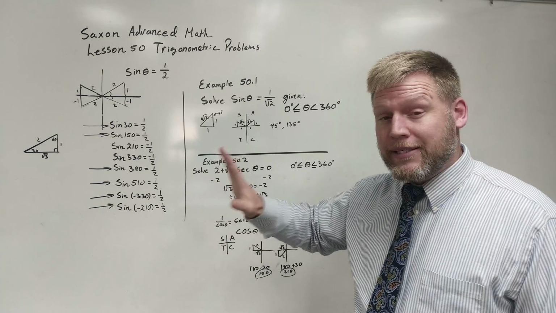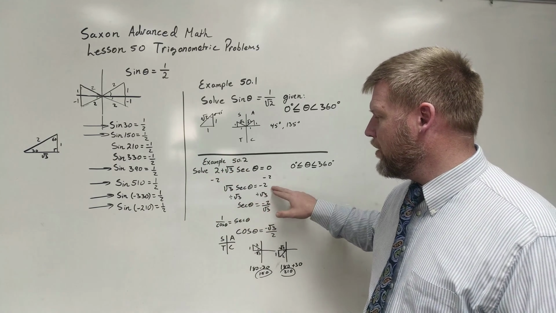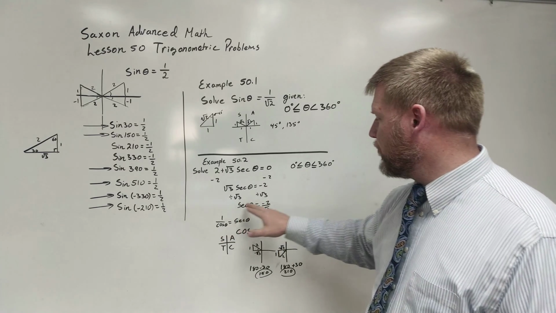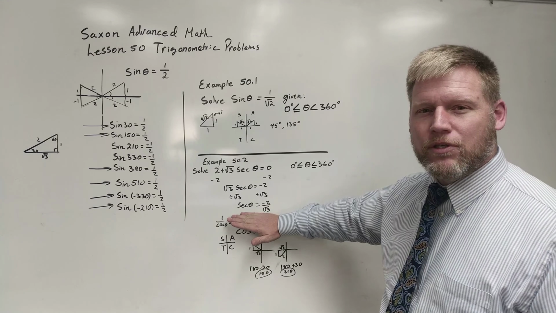I'm going to do some basic algebra first. I subtract 2 from both sides. That gives me root 3 secant of theta equals -2. Then I divide both sides by the root of 3. And now I have something that if they would have started with, I would have known what to do with.